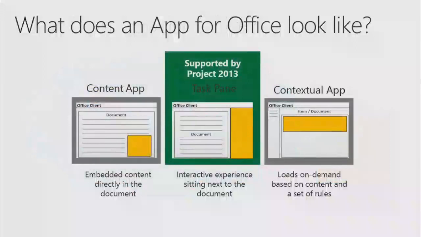So what do they look like? There are three different shapes. The first one is a content app, and this you would find in something like Excel. It's embedded right in the document, so imagine a graph or a chart in Excel, but replaced with an app. It lives right there. Same thing in Word. Maybe it shows a picture slideshow, but it is in line with the document. It lives with that document, but it is actually an app that is rendering a web page behind the scenes.